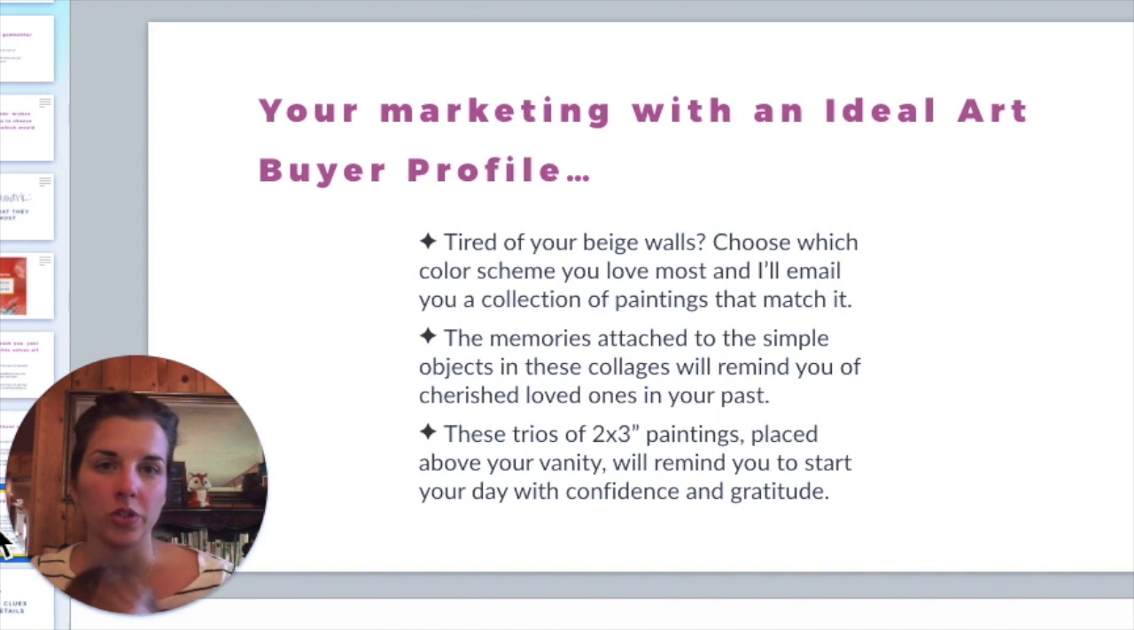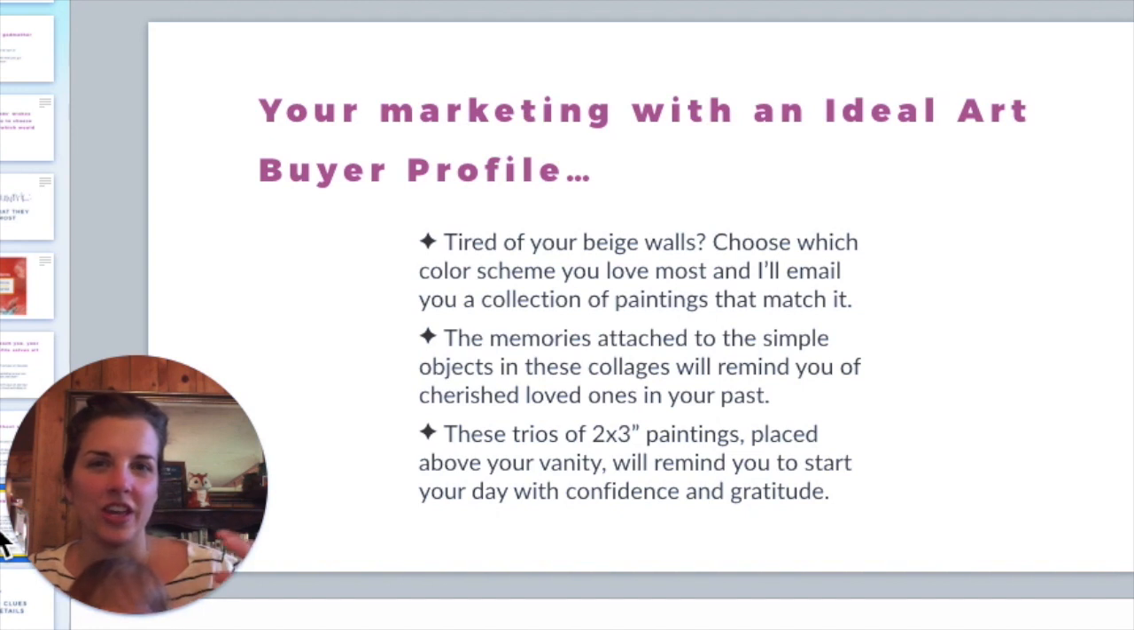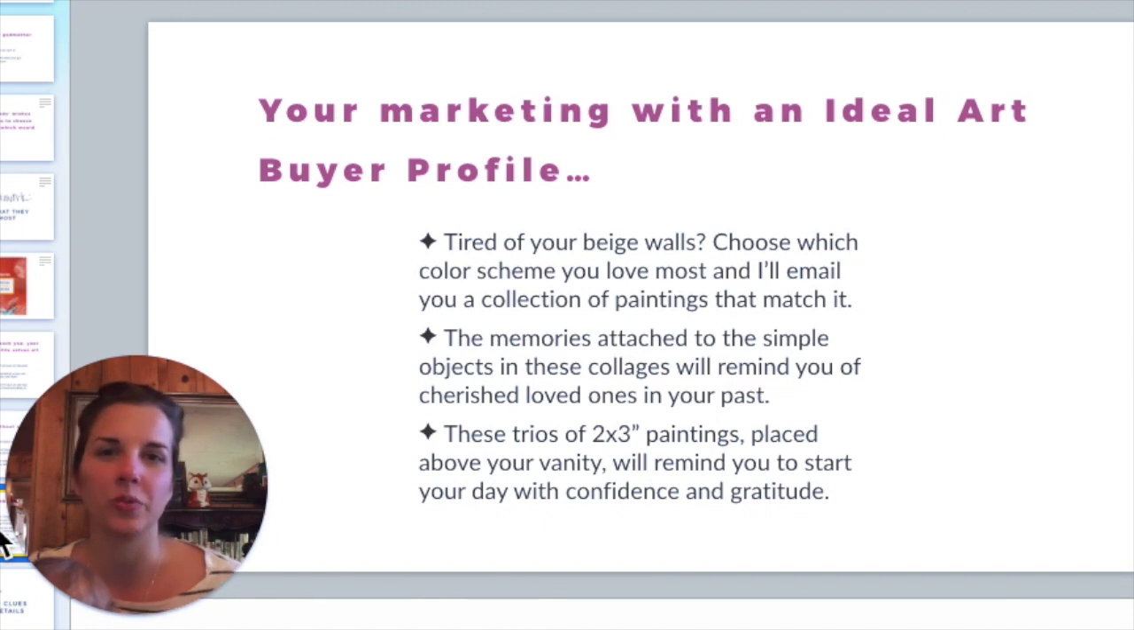When you can talk about what you are doing now, they will be able to start visualizing it better and say, that is something I'm interested in. If you are making trios of 2 by 3 inch paintings, you can say these paintings placed above your vanity will remind you to start your day with confidence and grace. Maybe this person's ideal art buyer has problems remembering that they are worthy and deserving of all these good things that they want out of the world, but they feel like they're not good enough, or they don't have enough to share with the world, and they need a reminder.